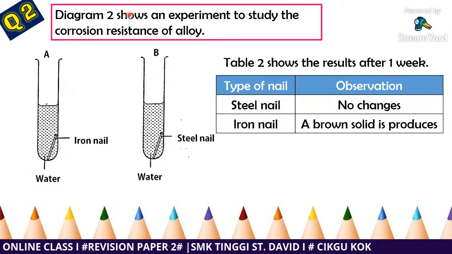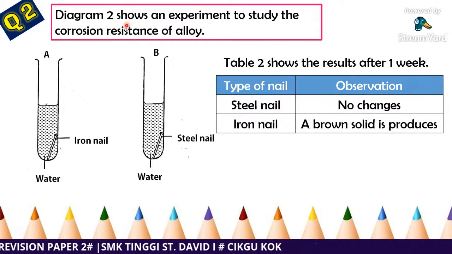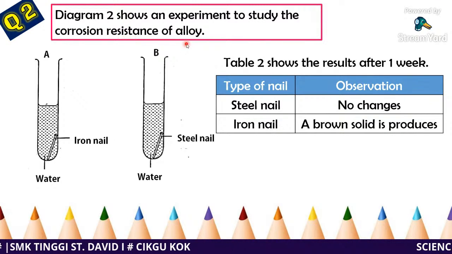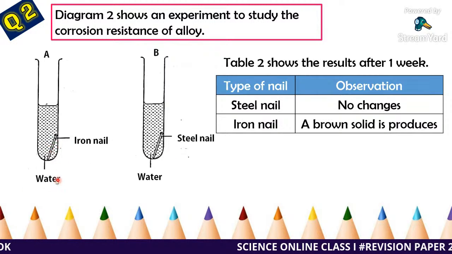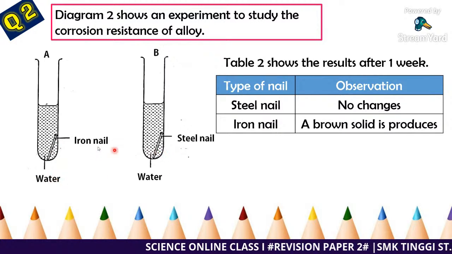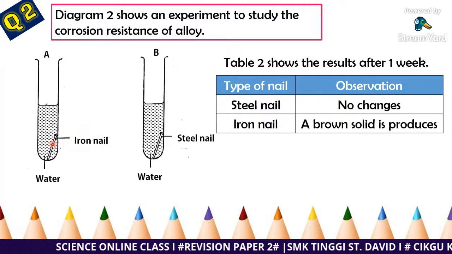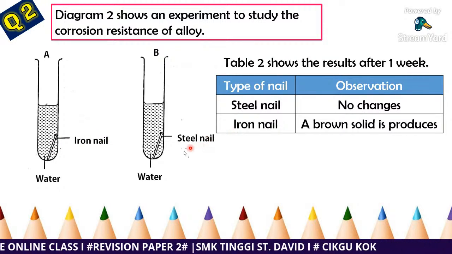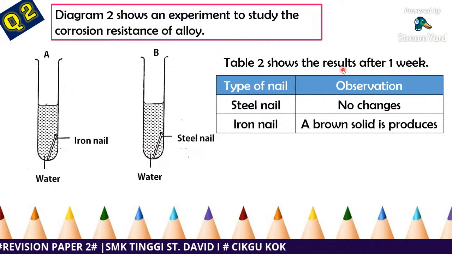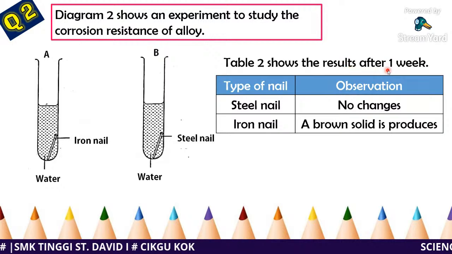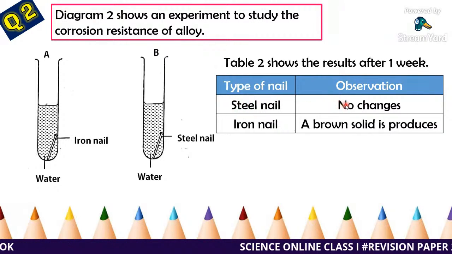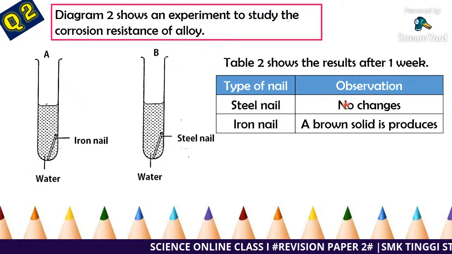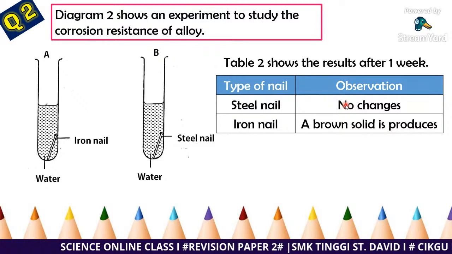Diagram 2 shows the experiment to study the corrosion resistance of alloy. Now we can see 2 diagrams. One is water, both also are water. An iron nail is put inside the water. Another one is a steel nail put inside the water. Table 2 shows the result after 1 week. From here we find the steel nail has no changes. Although it's 1 week inside the water, nothing happened.